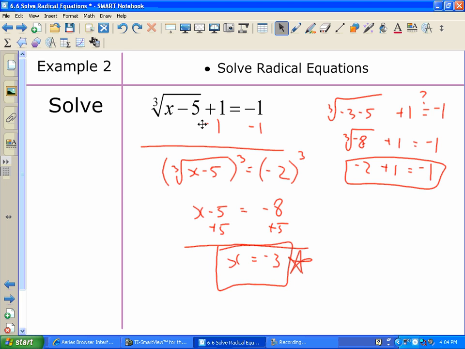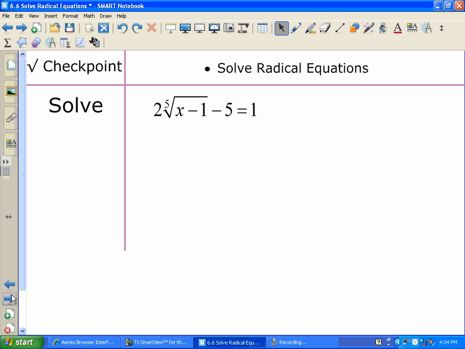I see how this is going. Now give me something hard. Why don't you guys do that checkpoint? You need to pause the video. This is your first checkpoint on your green piece of paper. Go ahead and do this problem. When you're done, unpause the video. I will want this problem at the start of class tomorrow.